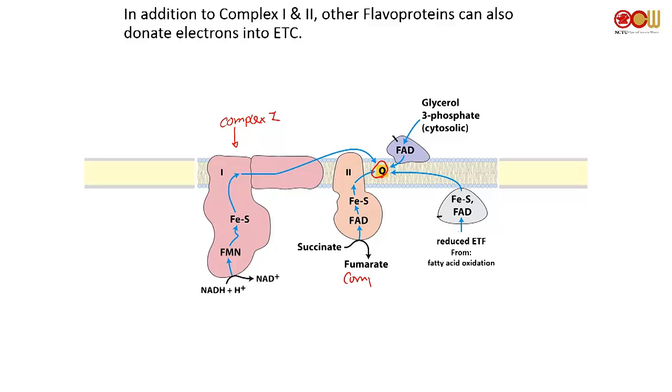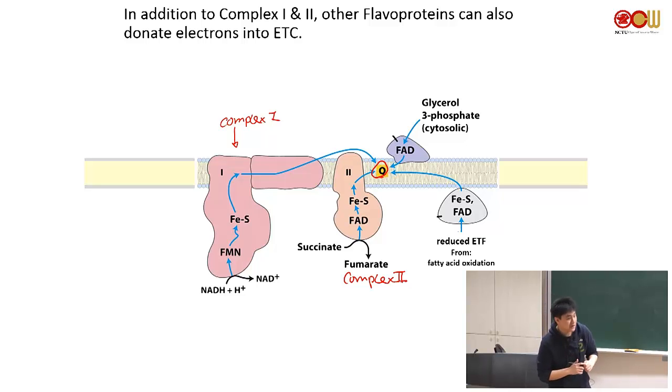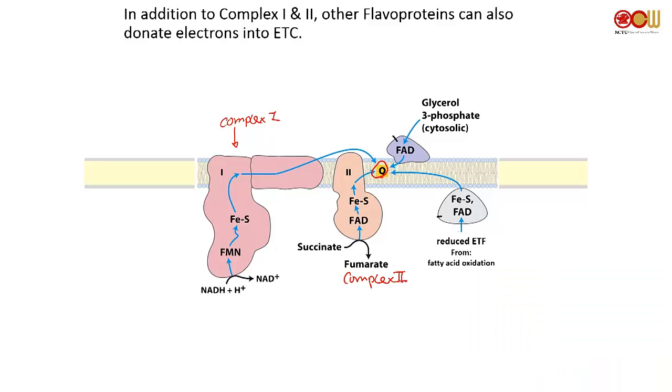This guy is complex 2. Okay. Turns out, there are actually a bunch of other flavoproteins, including, when we talk about fatty acid degradation, we'll talk about this. One of the enzymes in fatty acid degradation will put the electrons from fatty acid onto this reduced ETF. ETF, by the way, stands for electron transferring flavoprotein. Okay, it's a long name, but what it is, is a protein that has FAD inside.